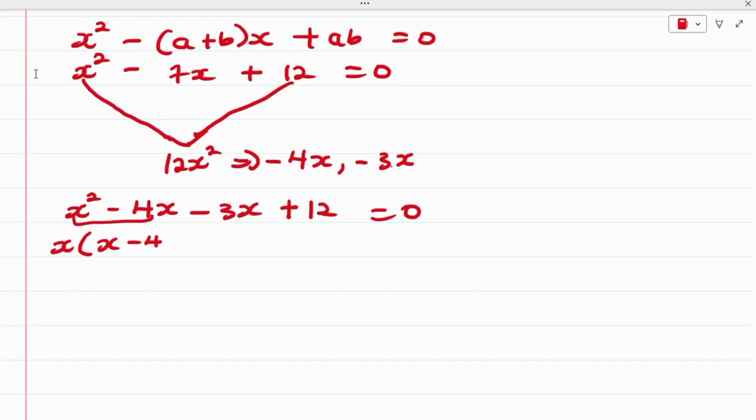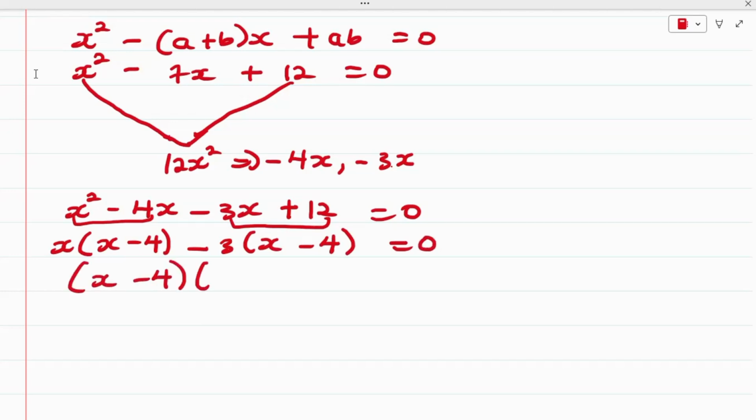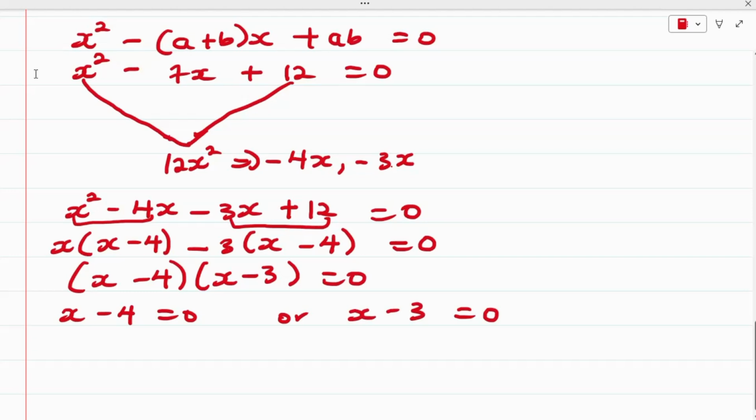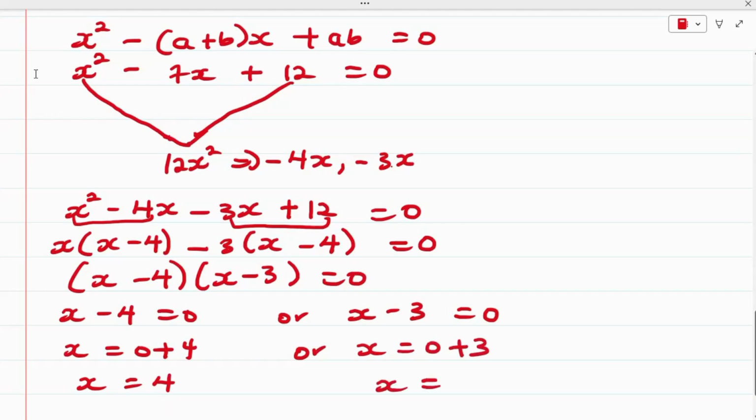So factoring this out, we have that x is common between these two. So we have that x minus 4 is left, minus what is common between these two. We have this to be 3 and we have x minus 4 to be left, and this is equals to 0. So we have x minus 4 and x minus 3. This is equals to 0. x minus 4 is equals to 0, or x minus 3 is equals to 0. x is equals to 0 plus 4 and x is equals to 4. Right here we have x is equals to 0 plus 3 and x is equals to 3.